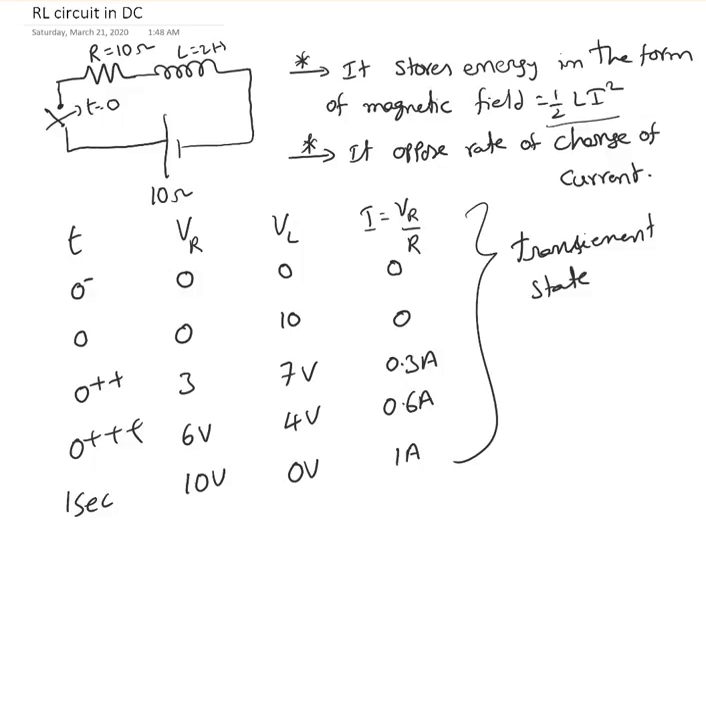Okay, so in the transient state, what is going on? In the transient state, the inductor will start storing energy. Transient state lasts only a few milliseconds. Milli is 10 to the power of minus 3, or microseconds, depending upon the RL value. But the transient state is only less than a second. That's what I want you to know.